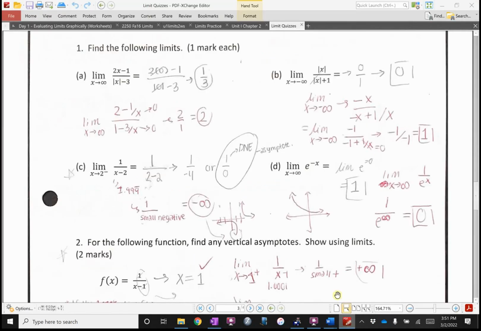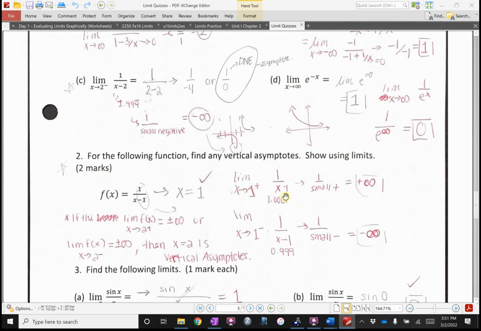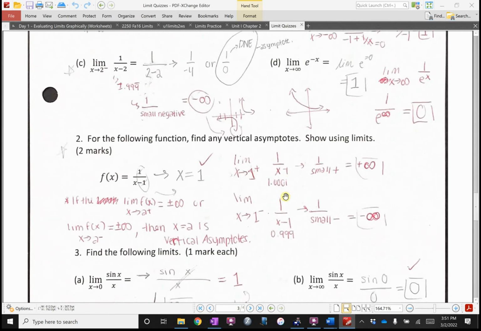Let's go back to the quiz, Mr. Dewick. E. So find any vertical asymptotes. Show using limits. So you want me to do this one as well? Okay. So let's type this out.